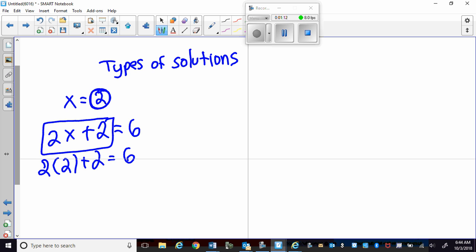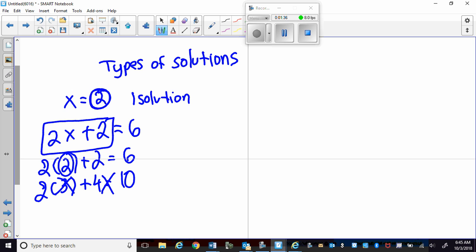But if I use another number, let's say 3, it's going to be 6 plus 4, or 10. So this is not equal. This is not a solution. However, 2 is that only number. Now, that's one solution.